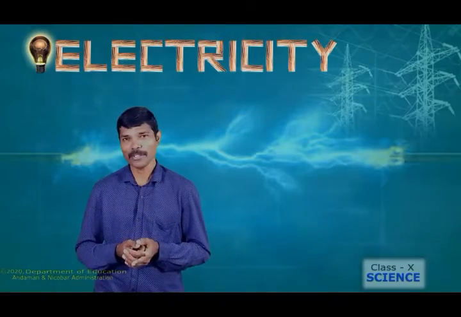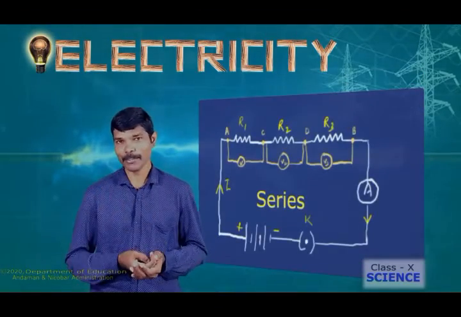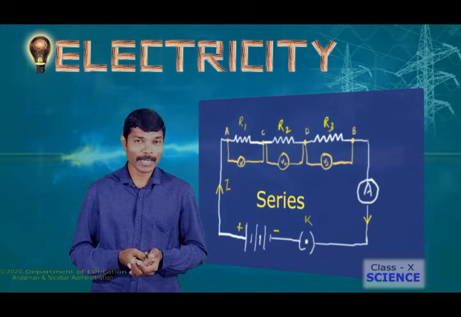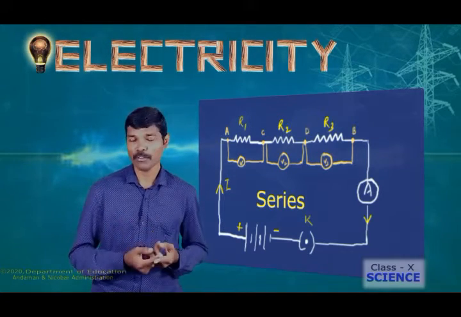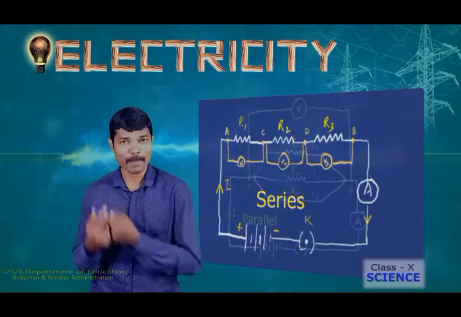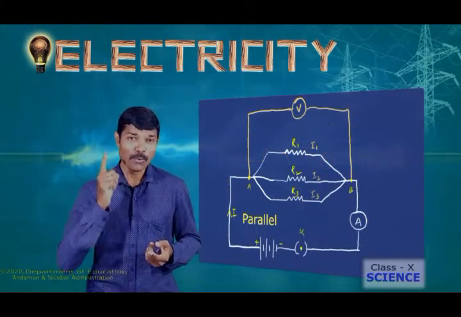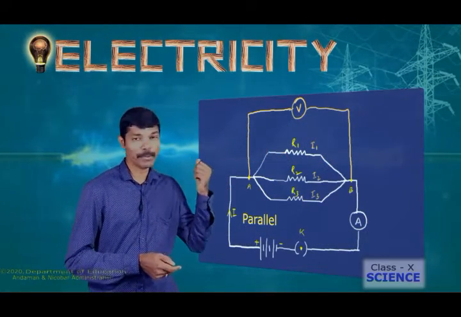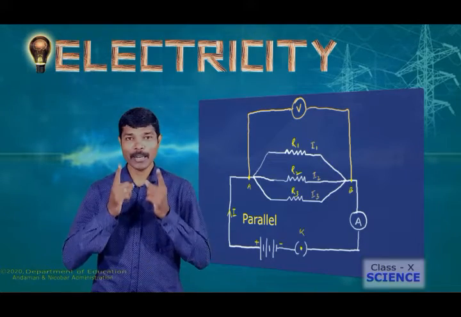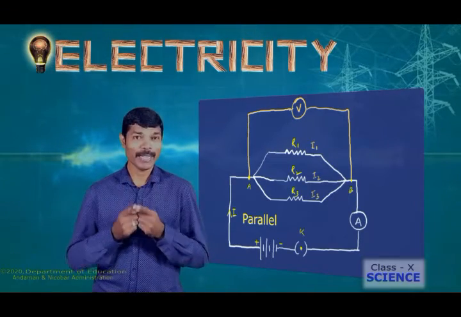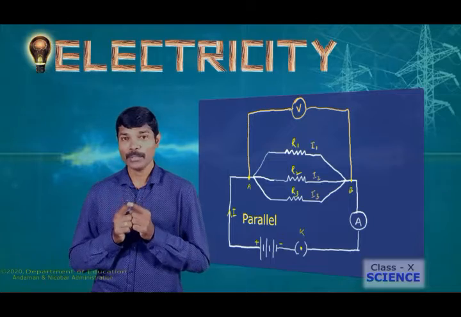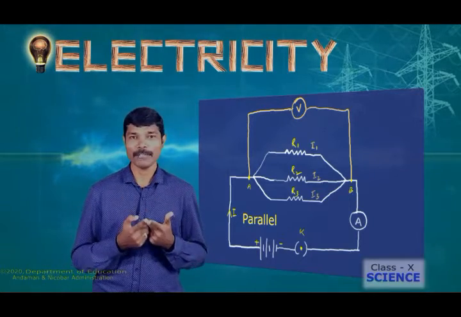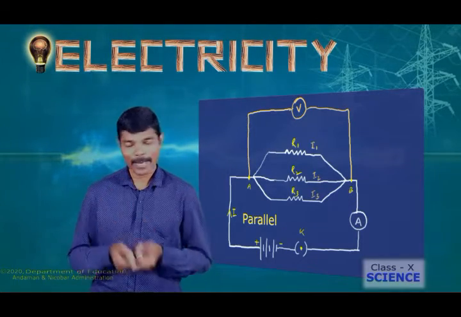In serial combination, we had 3 different positions where the voltmeter could be connected. So we got different values of potential difference, whereas in the case of parallel combination, we have only one position, that is A and B. The voltmeter could be connected in only one point. So we get only one value. So we can say that the potential difference remains constant in parallel combination.